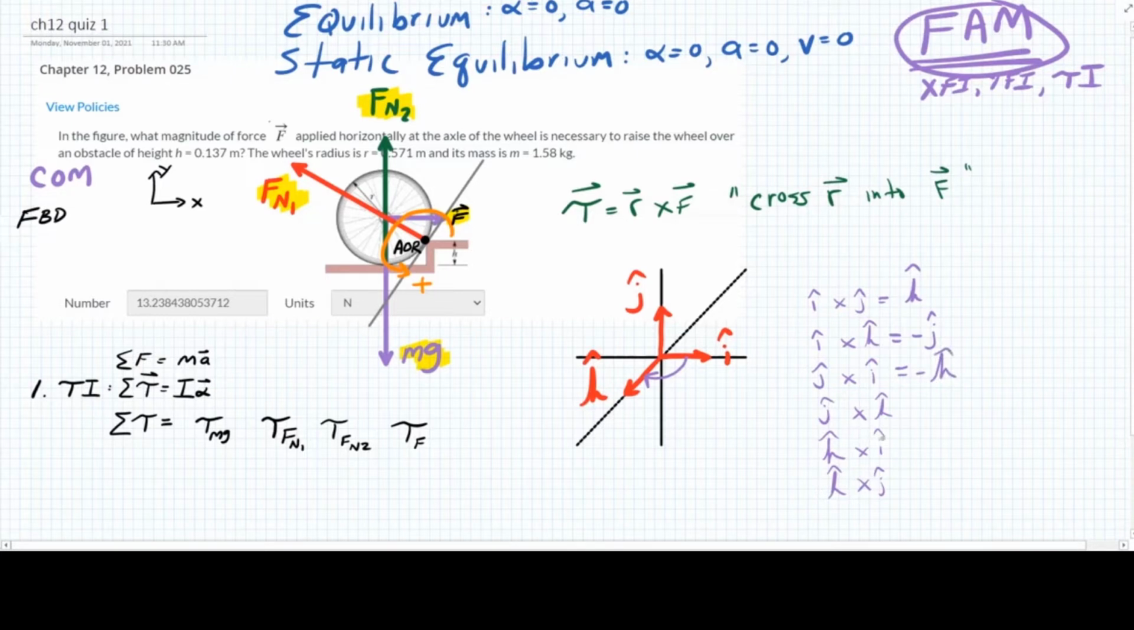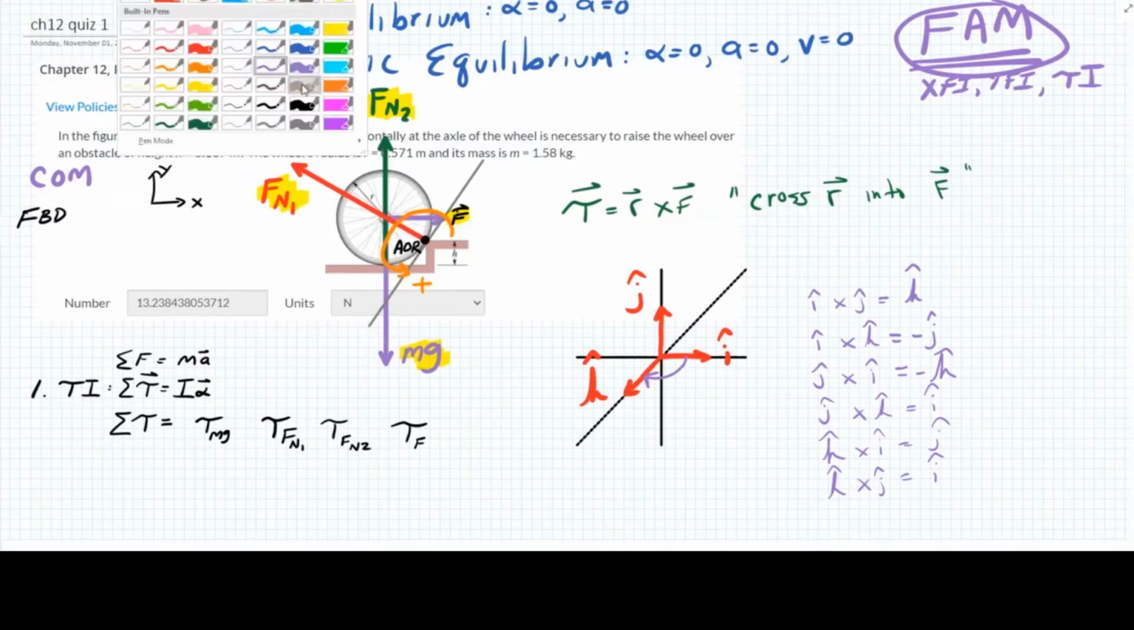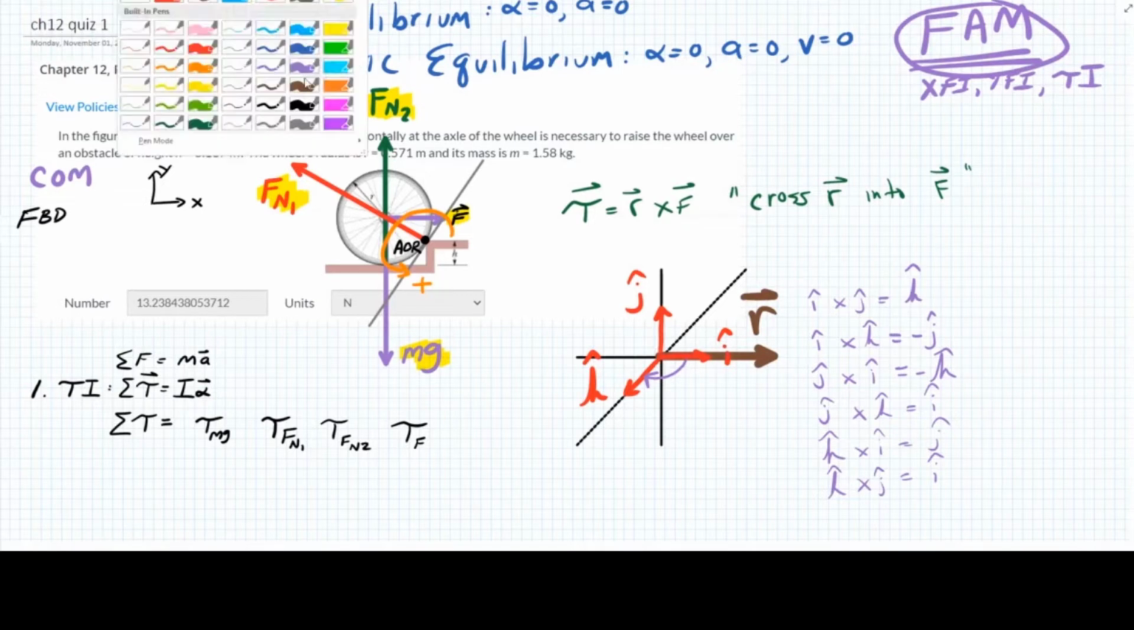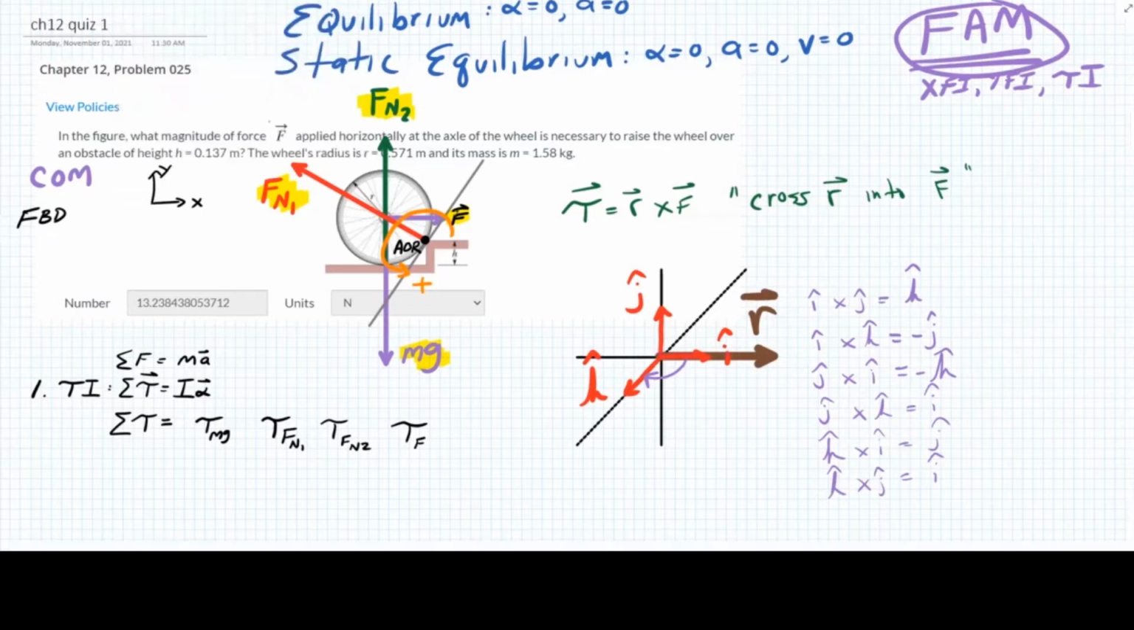J cross K is equal to I hat. K cross I is J hat. And K cross J is minus I hat. So I think we did this before, but it's good to go through it again. In this case, if it's R cross F, let's make a little substitution here. Here's R, because here's vector R. Here's vector F right here.